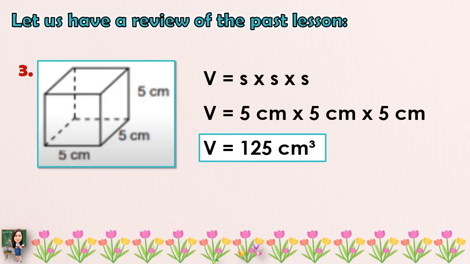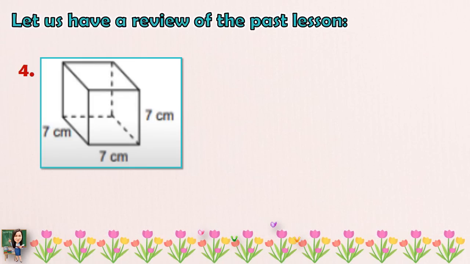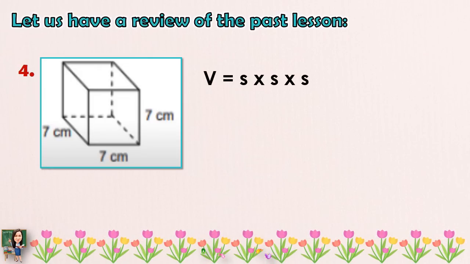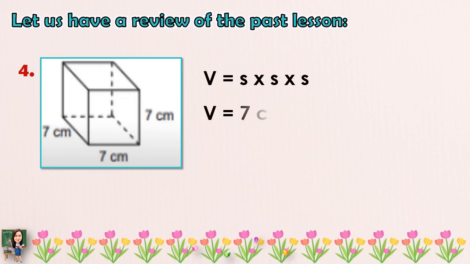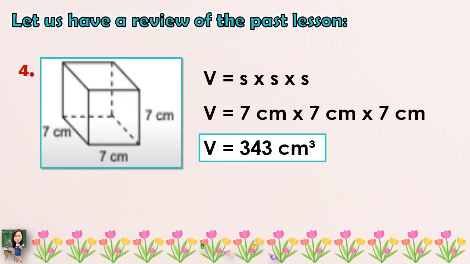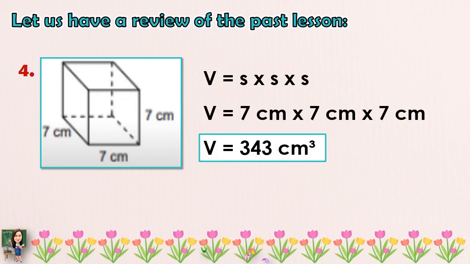Number 4. This figure is also a cube, where the formula is volume equals side times side times side, where side is 7 cm. 7 cm times 7 cm times 7 cm equals 343 cubic centimeters. So this is the volume of this cube.